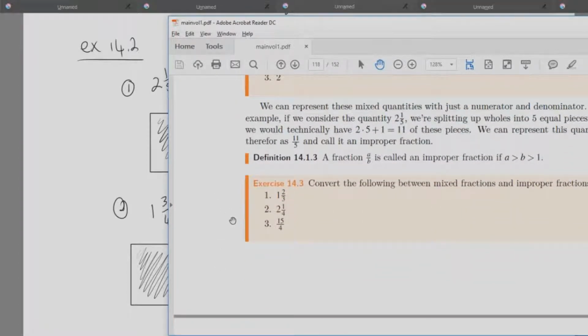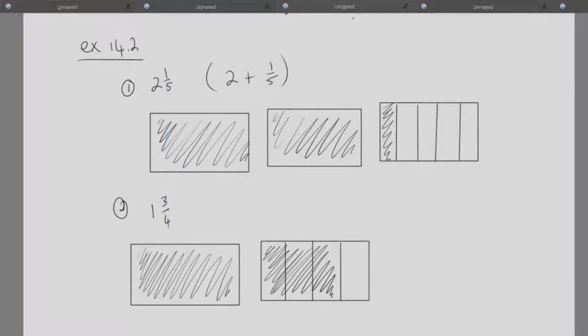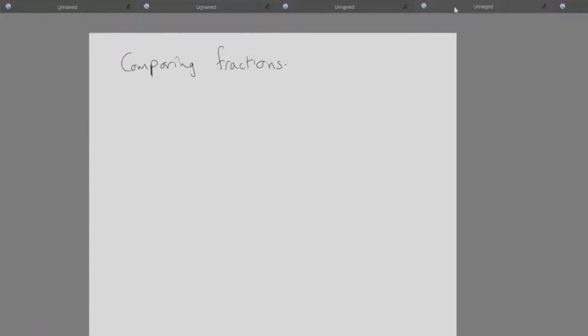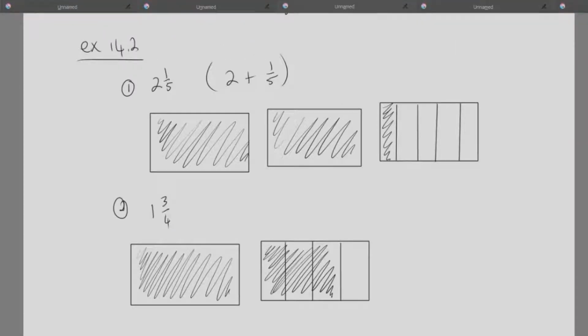Now I want to practice converting between mixed numbers and improper fractions. So let's use the first example to figure it out, and then we'll practice the other 2. I'm going to have to make a new page. Let's do it over there. So let's use the first one.